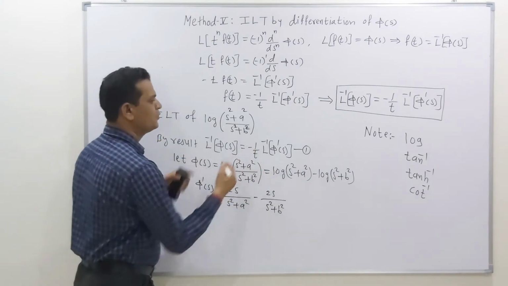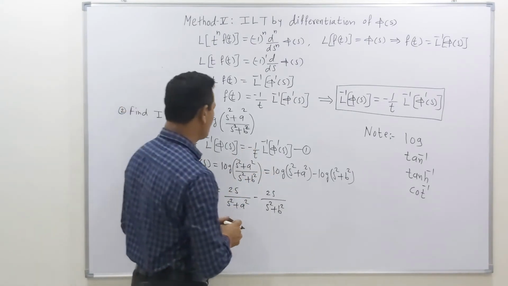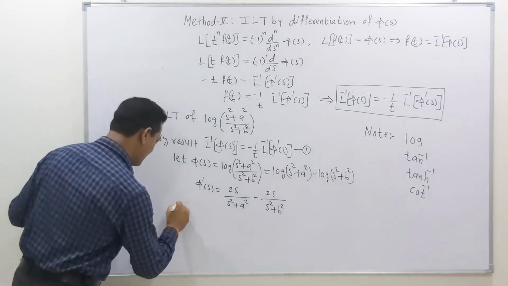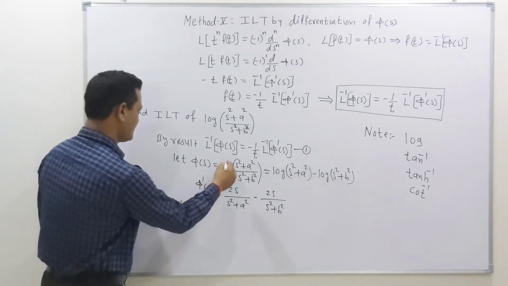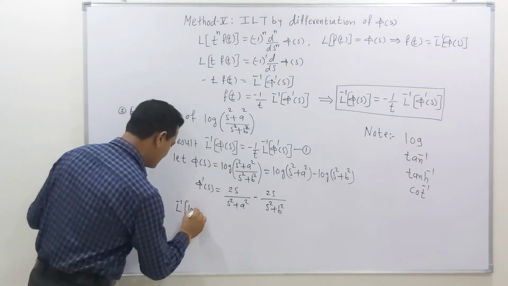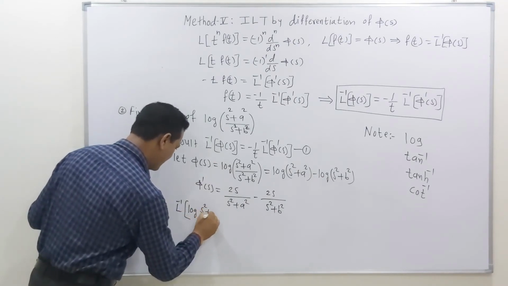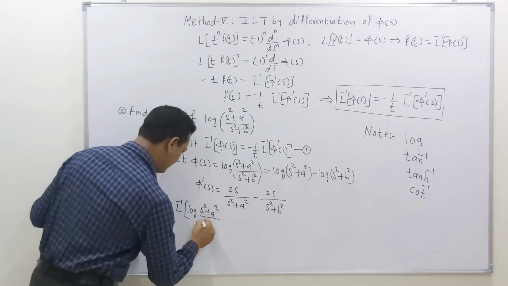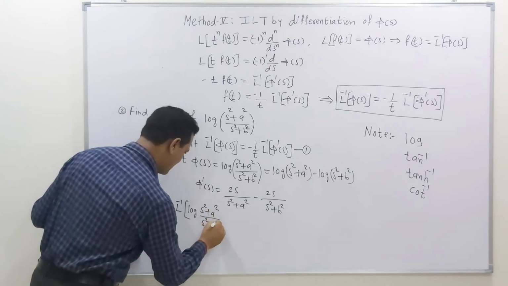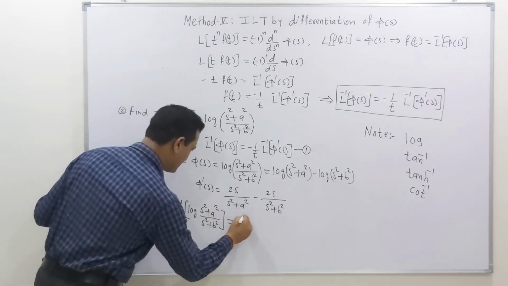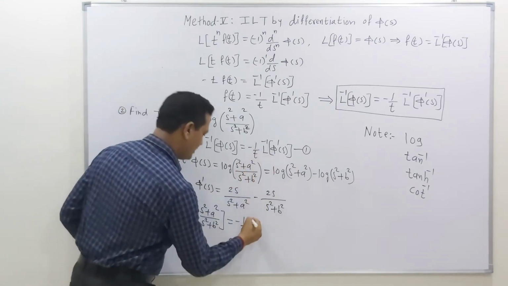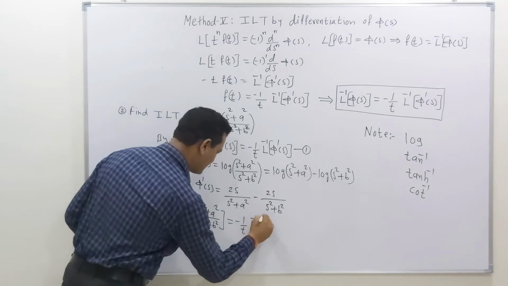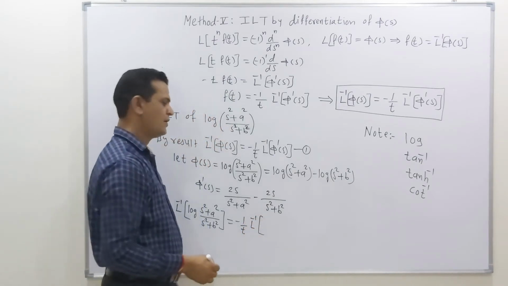Now put these two values in equation 1. After putting this value in equation 1, we get this as inverse Laplace transformation of phi of s. So the value of phi of s is log of (s square plus a square) divided by (s square plus b square), which is equal to minus 1 upon t into inverse Laplace transformation of phi dash of s.